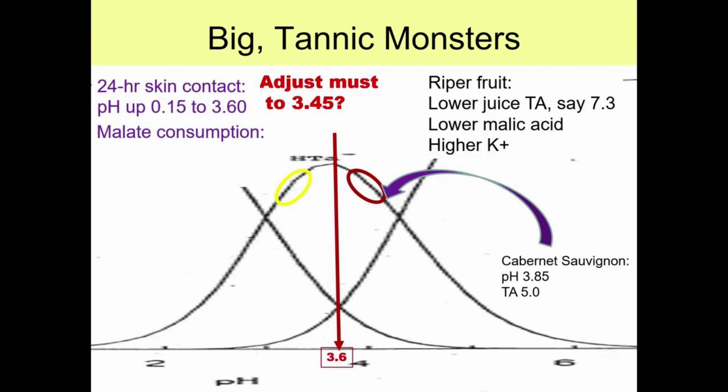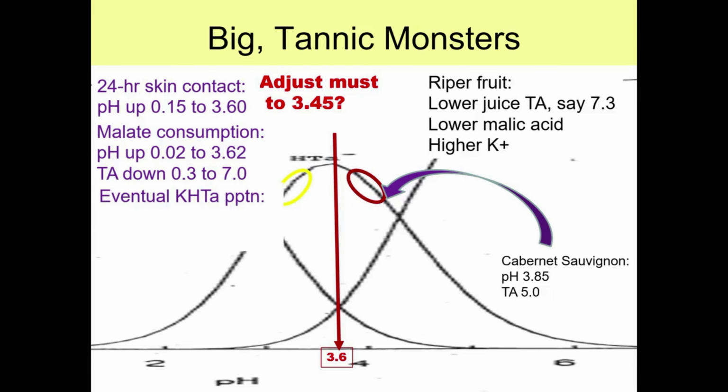And fermentation starts, we get that malate consumption that will take the pH up about 0.2 to call it 3.62, and the TA down around 0.3, not very much, too. So now we're at 7.0. We're in the middle of fermentation. We're going to get some precipitation, not as much during fermentation because the fermentation will be hotter. So I'm just going to talk about what will be the eventual total change due to KHT precipitation, some of which will happen in tank, some of which will happen in the cellar. We generally don't actually cold stabilize these wines, but they do get stabilized down to cellar temperature at least.